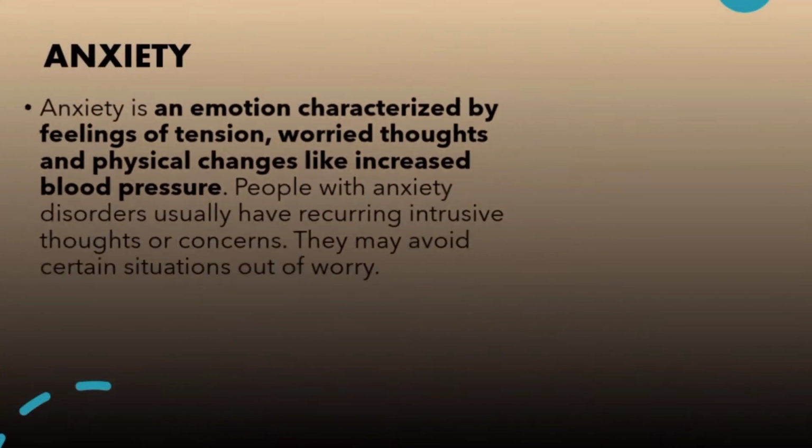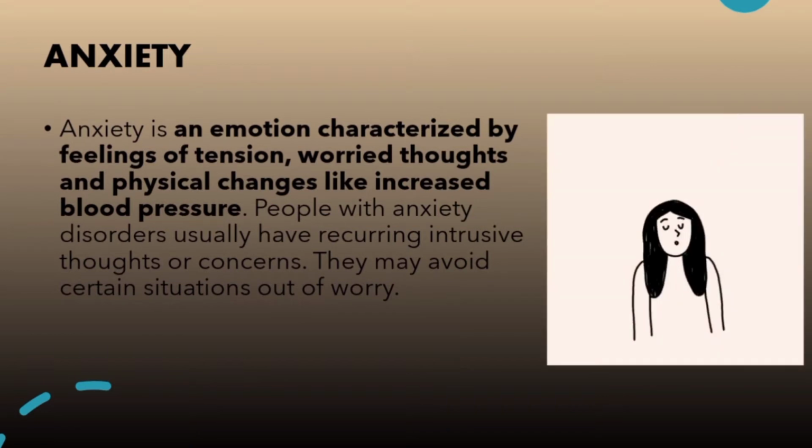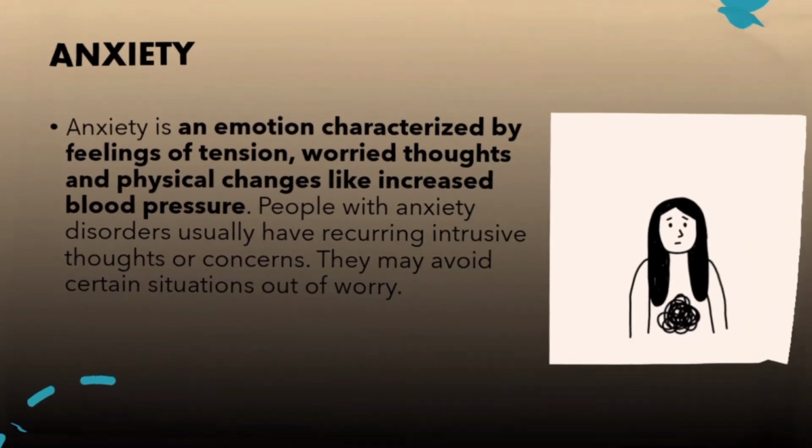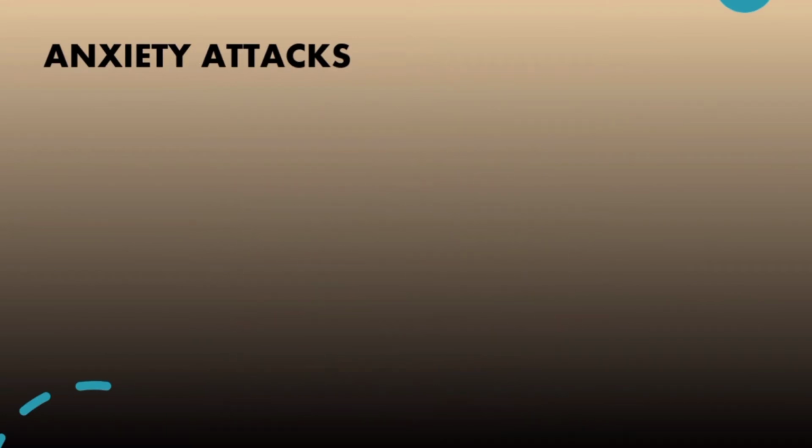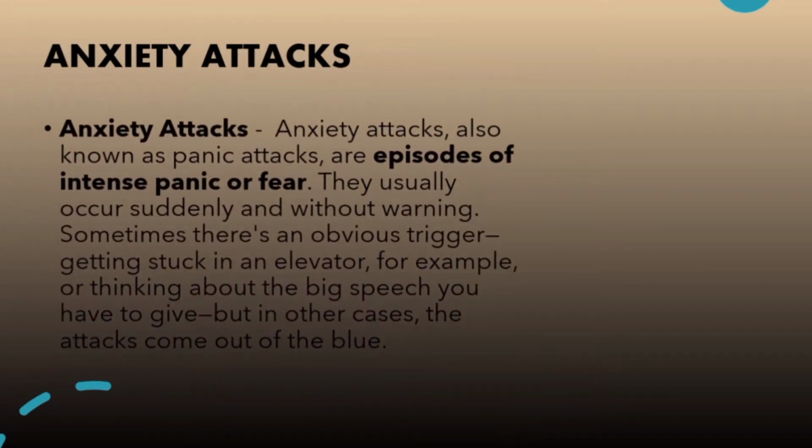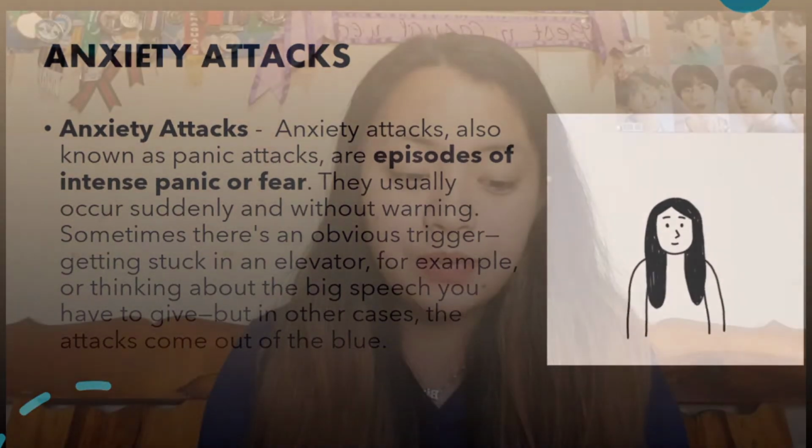The first one we will discuss is anxiety. These are emotions characterized by feelings of tension, worried thoughts, and physical changes like increased blood pressure. People with anxiety disorders usually have recurring intrusive thoughts or concerns. They may avoid certain situations out of worry. Next is anxiety attacks. Anxiety attacks are also known as panic attacks, and these are episodes of intense panic or fear. They usually occur suddenly and without warning.